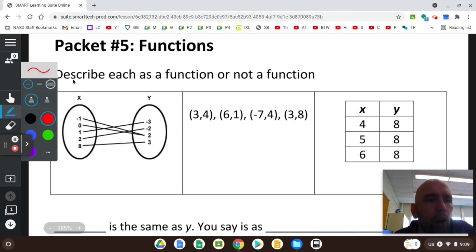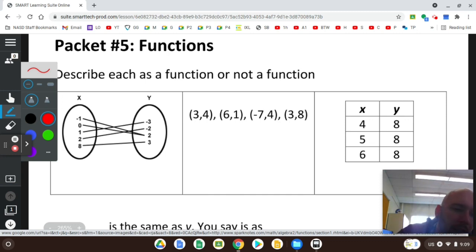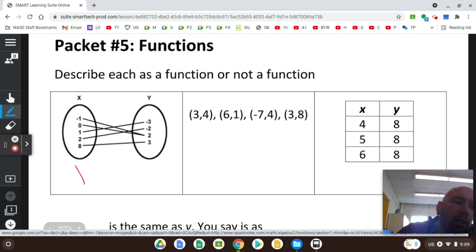So let's take a look at all of these. For this guy, I have x is -1, that goes to one thing. X is 0, that goes to one thing. Now, I don't care that -1 and 0 go to the same thing. -1 itself goes to one thing and 0 goes to one thing. 1 goes to one thing, 2 goes to one thing, 8 goes to one thing. Is this a function? Yes, it is. And it is a function.